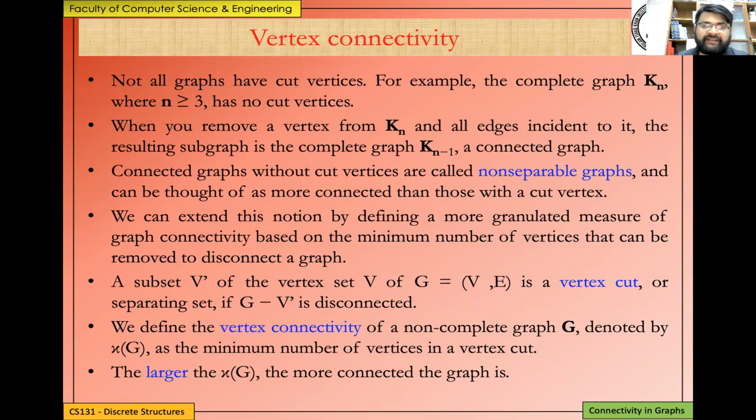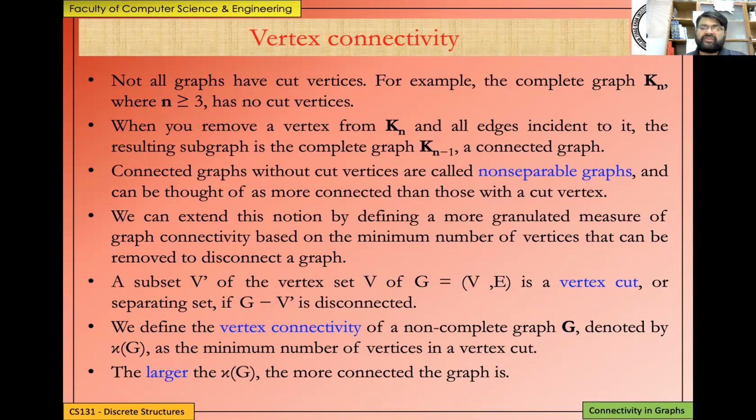And from that, we can define the term vertex connectivity. So remember, vertex cut and cut vertex are two different things. A cut vertex is a vertex which, if you remove it, produces two or more disconnected components, right? On the other hand, a vertex cut is a set of vertices, the minimum number of vertices, which when you remove them actually produces a disconnected graph. So from that set, we can define the concept of vertex connectivity.